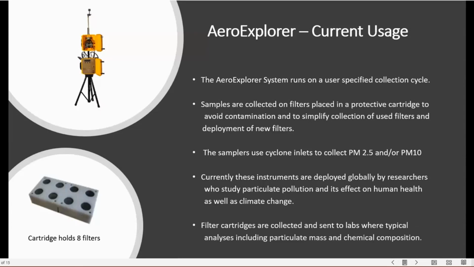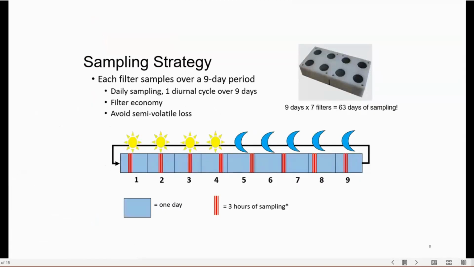Current usage of the filter stations runs on a user-specified collection cycle. The samples are placed in the cartridge, which holds 8 filters. Typically one is held aside as a control, and the others can be used to collect a variety of sizes anywhere between PM2.5 and PM10. The most common is to collect PM2.5 or PM10 and not the intermediate sizes.